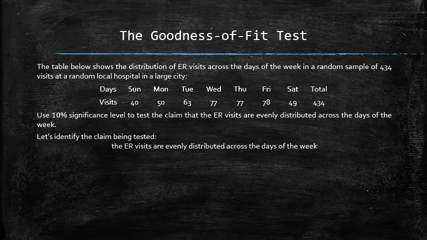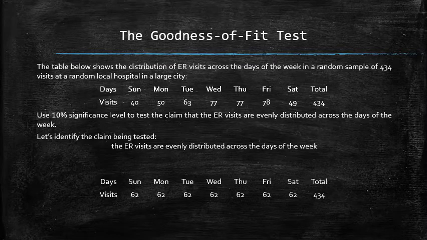The total is 434, and to have a total of 434 while uniformly distributed would require 62 visits per day. So we expect the following outcomes. This is called the expected distribution, and what we obtain from the sample is called the observed distribution.